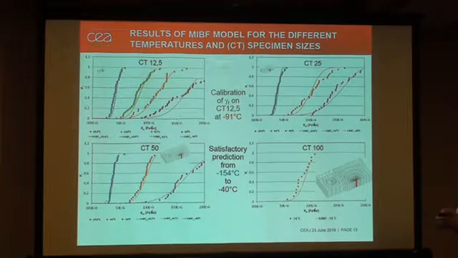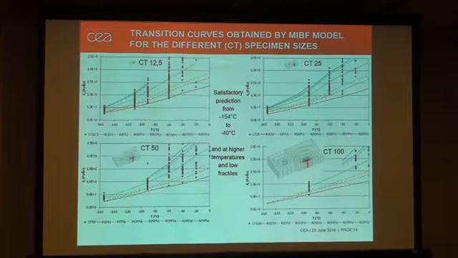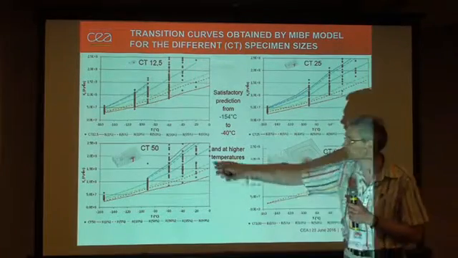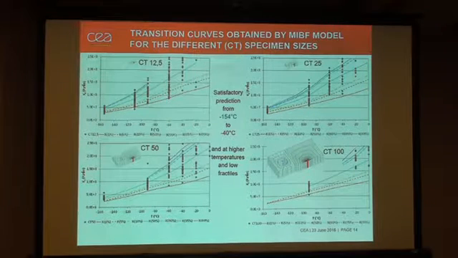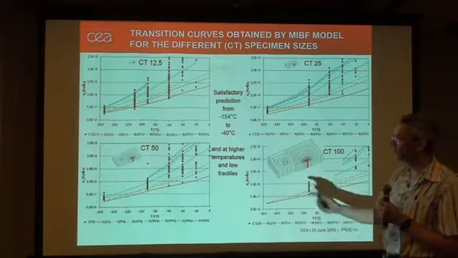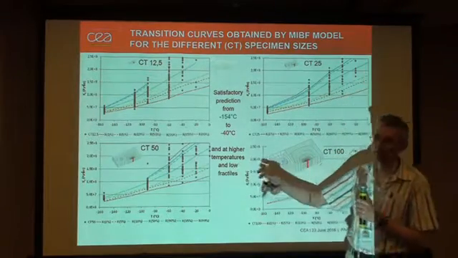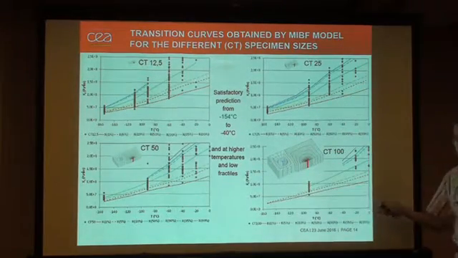Now we can represent the same results on the K versus T diagrams. And if we include other higher temperature results, we see that we still have a satisfactory prediction at higher temperature, but only concerning low fluctuations, so we're very indicated.